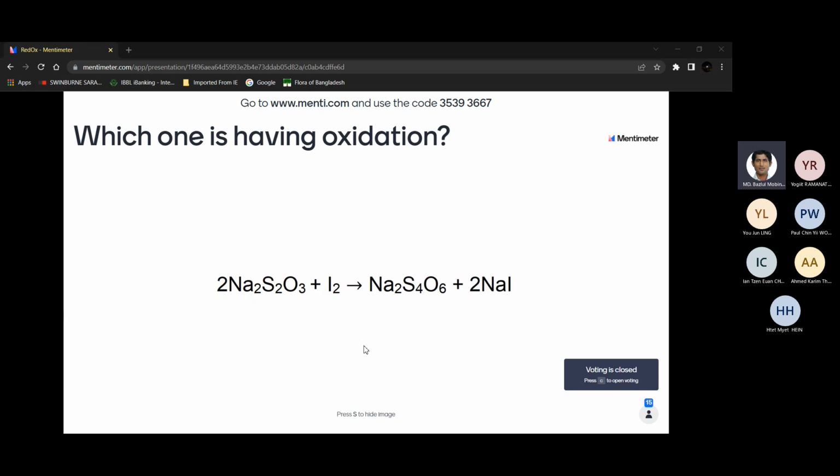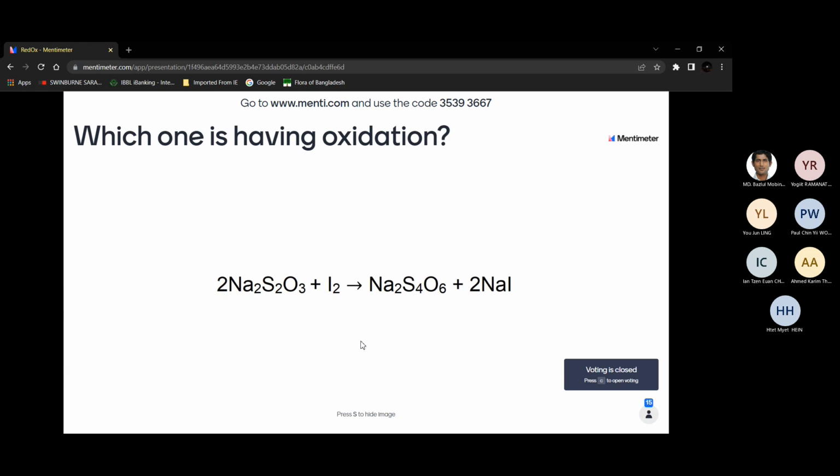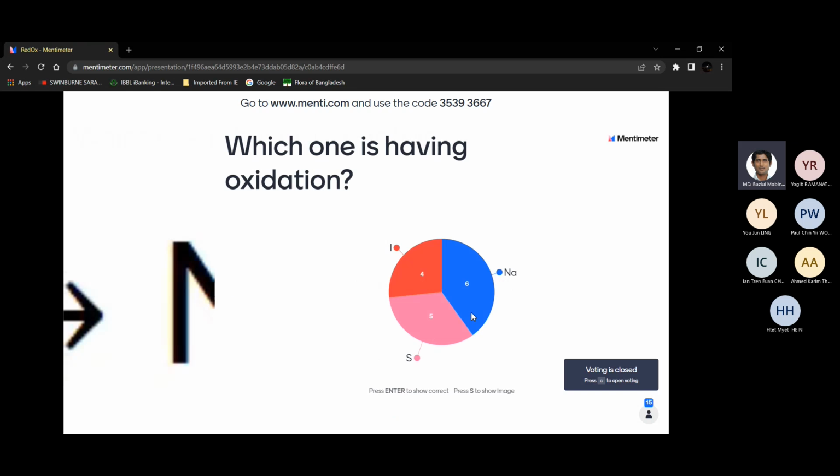Okay, so 15 students have voted. Let's see how many of... sodium is 6 of us, sodium 5 of us. Why 15 students? I can only see 6 of us here. How come 15 students voted? Okay, 5 says sodium, 6 says sodium, 5 says sulfur, and 4 says iodine.